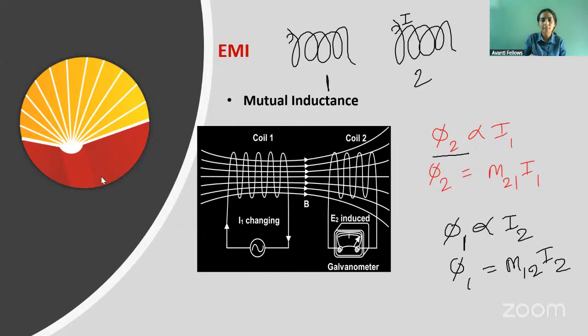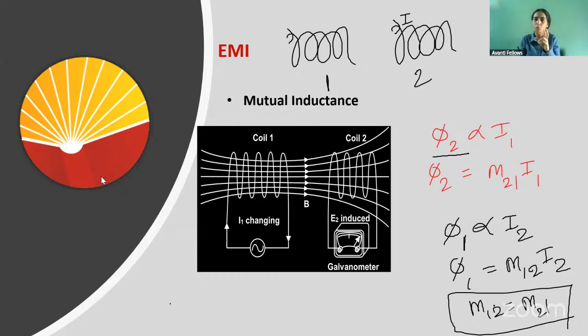Similarly, you can define EMF, and experimentally it is seen M12 is equal to M21, okay. So even if you know one, you know another, okay. EMF getting generated here you can write as minus M di by dt, I have written it in general, okay.